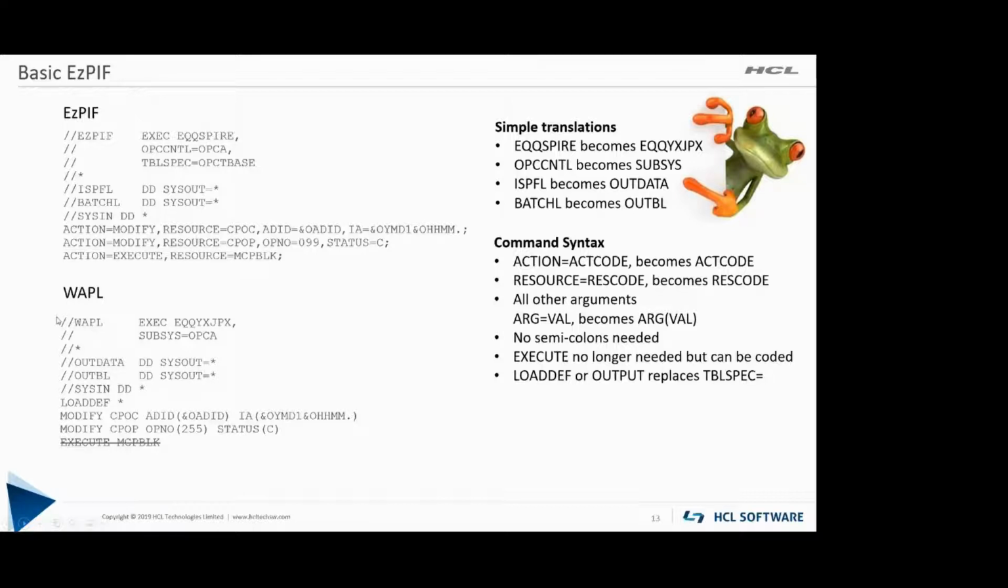WAPL, on the other hand, or SOE is the same. You can see that they are fairly similar in that we run a proc, we pass the name of the controller, or in this case we use subsys, and now, because this is new WAPL, we're not passing the name of a member to load the things from. Instead, here we have load def asterisk. So we're doing a load definition to load all the record definitions from the internal tables that it has. Equally, the default outputs are out data for ILSN and out BL for batch loader.